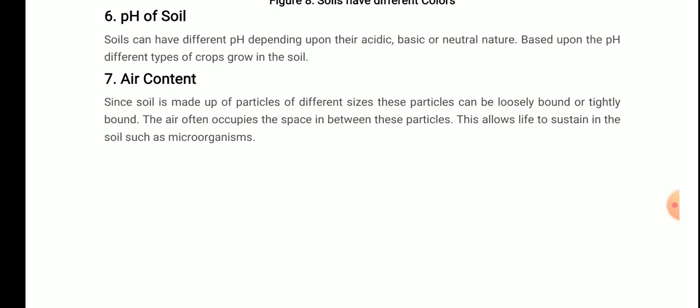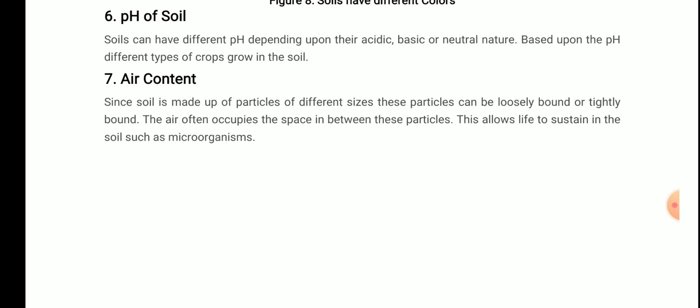The seventh and last property of soil is air content. Since soil is made up of particles of different sizes, these particles can be loosely bound or tightly bound. The air often occupies the space in between these particles. This allows life to sustain in the soil, such as microorganisms.